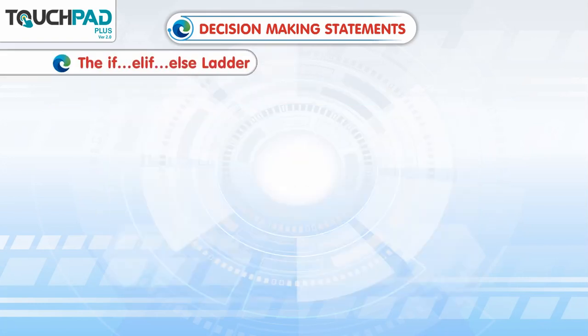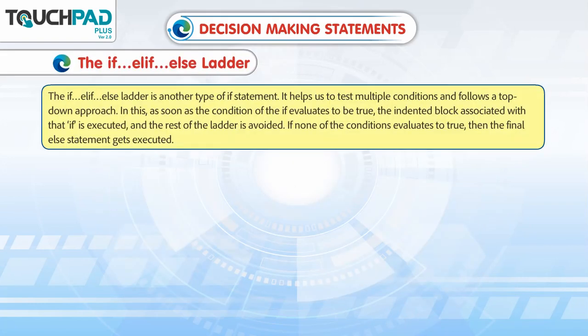The if-elif else ladder. The if-elif else ladder is another type of if statement. It helps us to test multiple conditions and follow a top-down approach. In this, as soon as the condition of the if evaluates to be true, the indented block associated with that if is executed, and the rest of the ladder is avoided. If none of the conditions evaluates to true, then the final else statement gets executed.